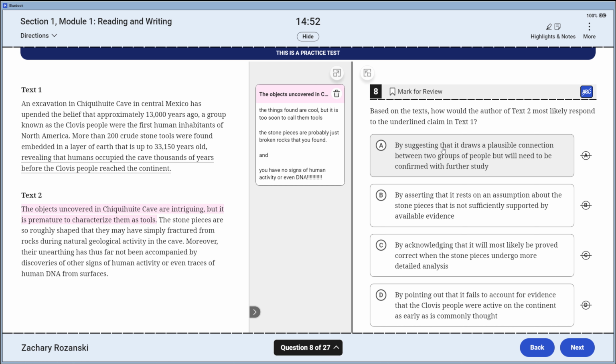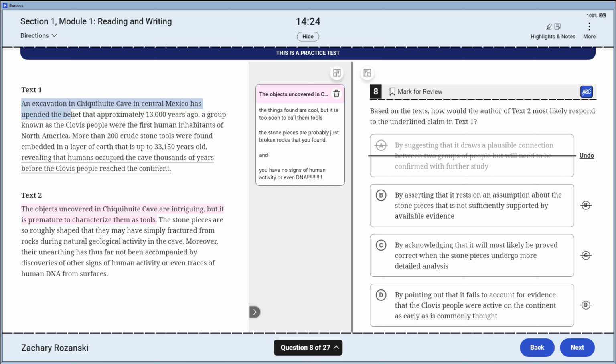Text 2 would suggest that it draws a plausible connection between two groups of people. No, it's not a plausible connection. They're saying that you're a fool for doing this. Between two groups of people, they wouldn't even, what two groups of people? The Clovis people, all that seems to be mentioned, I'm going to read a little bit more. They wouldn't even say this. No, they would say, no, there's no plausible connection here. You're just making guesses, is what they would say. I will read the rest of the text, though.